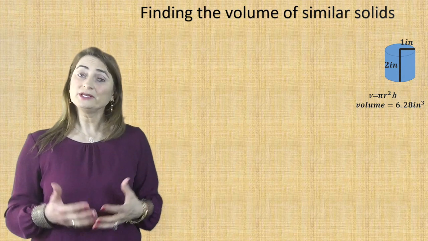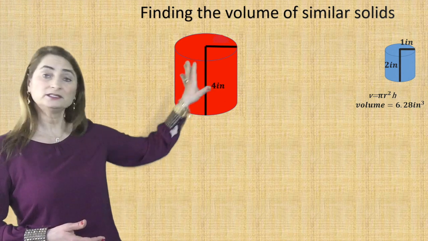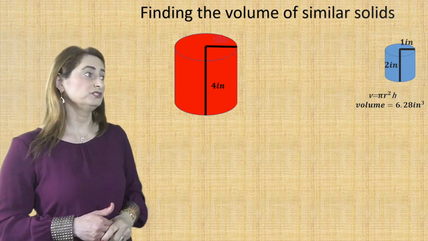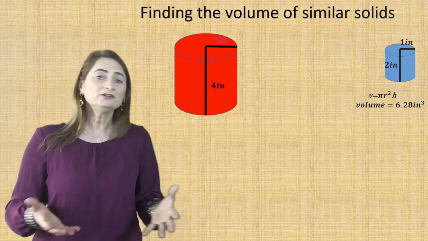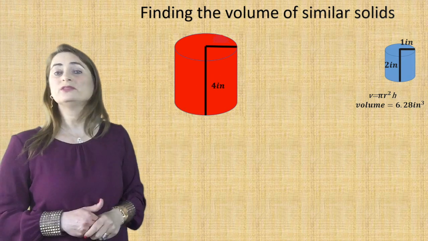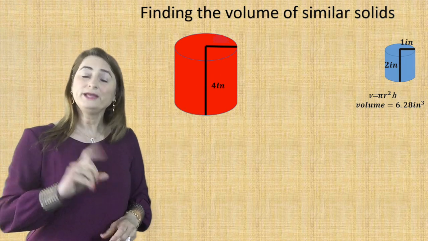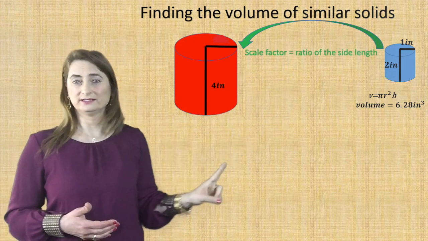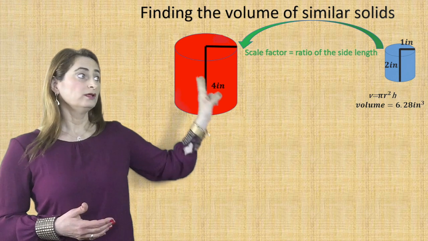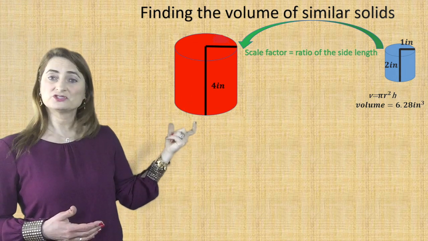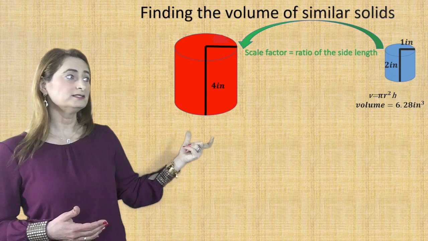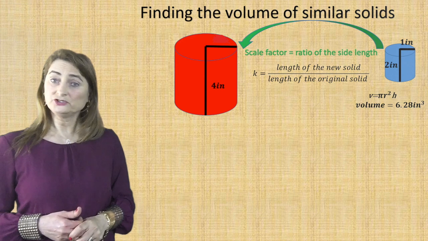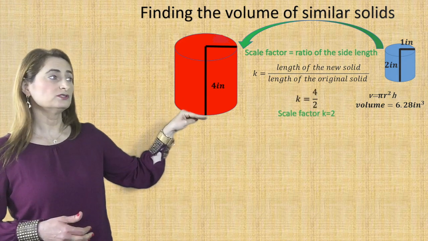Now, how can I find the volume of this cylinder? And I don't have the dimensions for it except for the height, which is 4 inches. How can you find the volume without knowing what the radius is? One way is to use the scale factor. To find the scale factor, it's the ratio of the side lengths. So since I know the big cylinder, which is the red cylinder, has a height of 4, and the original cylinder has a height of 2 inches, divide those two, and it gives you the scale factor.